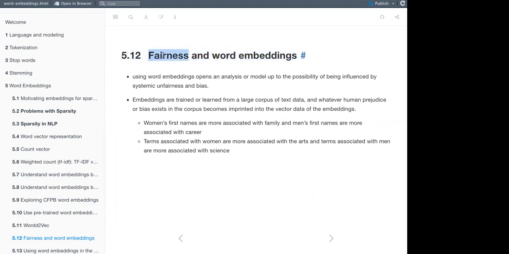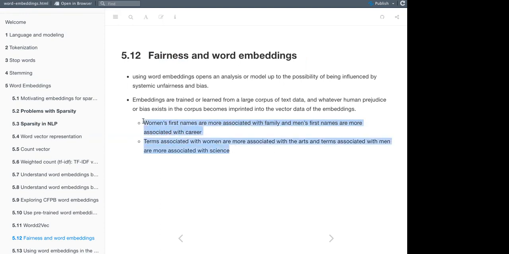The last one is fairness and word embedding. You can see word embedding has projected some kind of systematic bias or unfairness. If bias is already created in a data set, then your own word embedding can also take such bias. For example, women's first names are associated with family and men's first names are associated with career. This is some kind of bias. Terms associated with women are more associated with art, and terms associated with men are more associated with science.